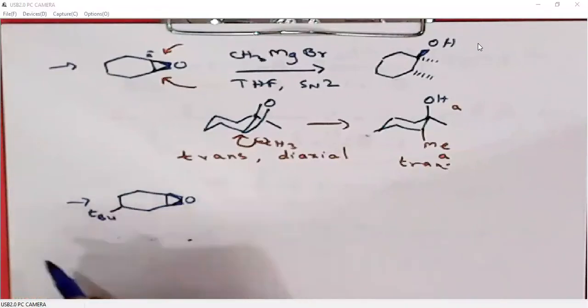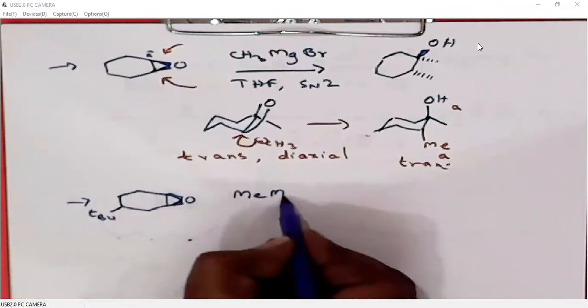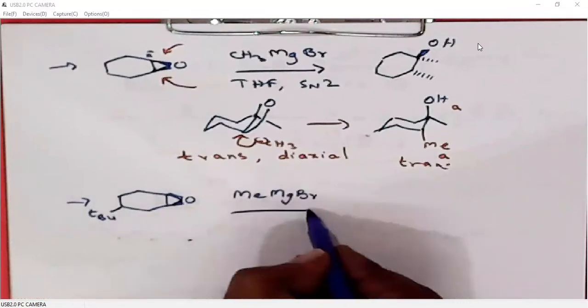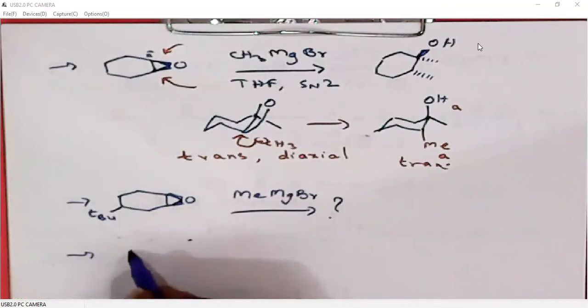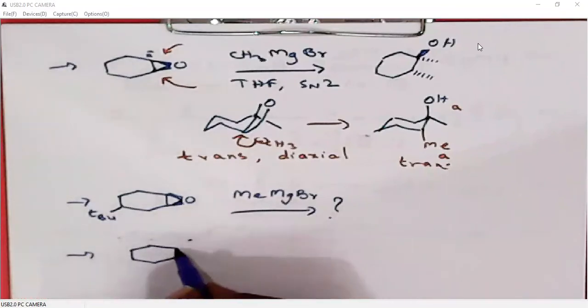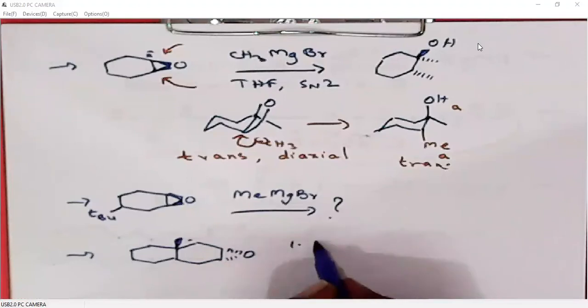Whenever a tertiary butyl group is there, it should be placed at the equatorial position, right? So what is the product here? What is the product here?